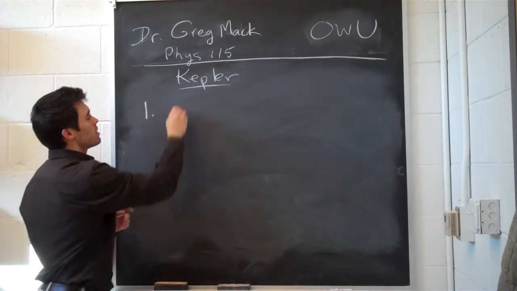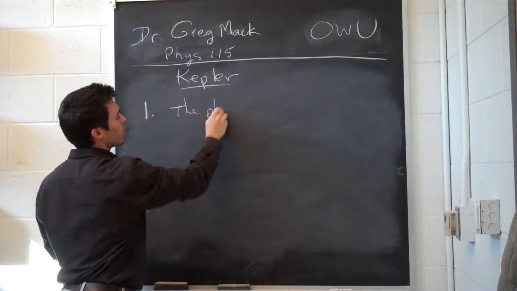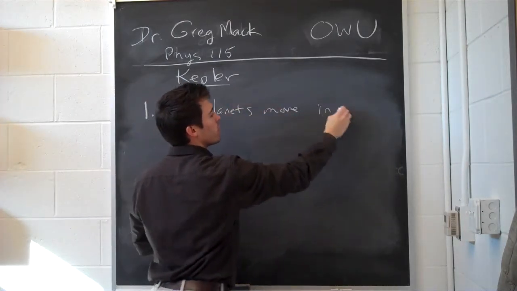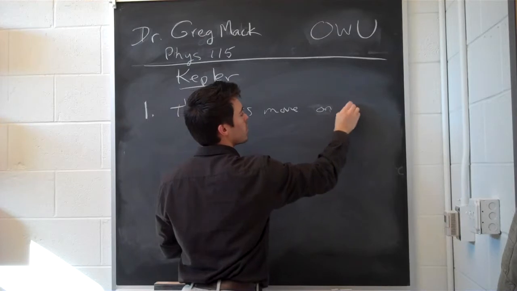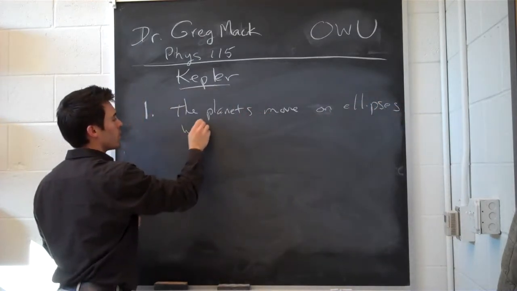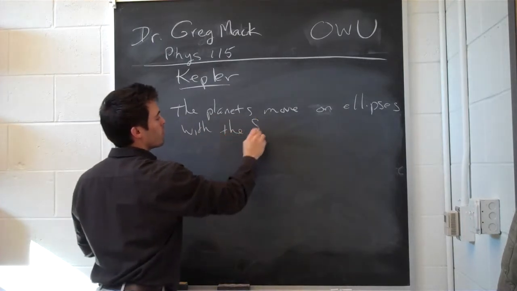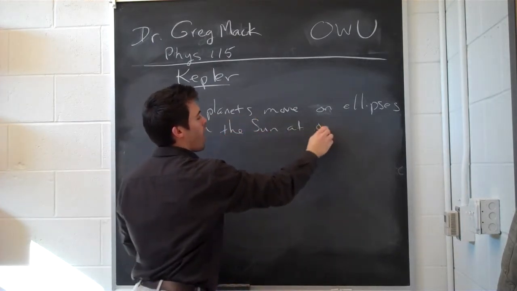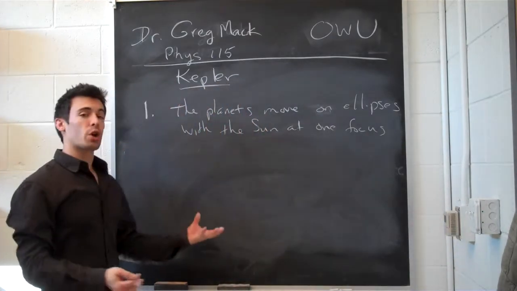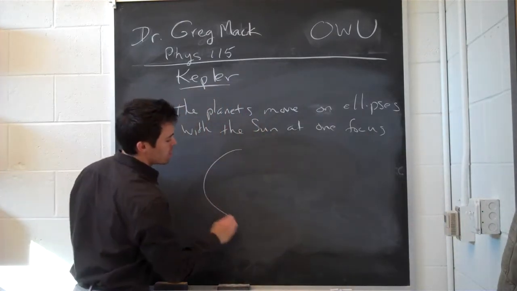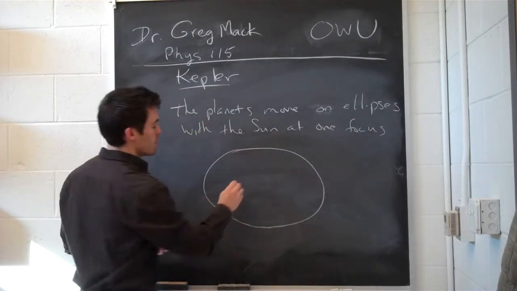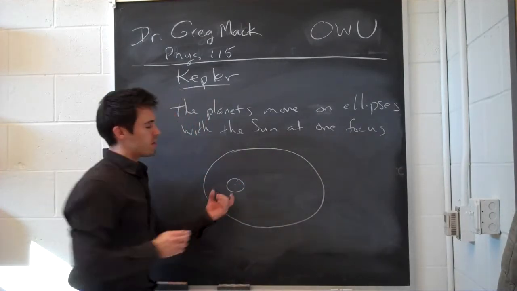So Kepler's first law says that the planets move on ellipses with the sun at one focus. So instead of being circular, they are elliptical. And by they, I mean their orbits. So the sun would be at some focus.